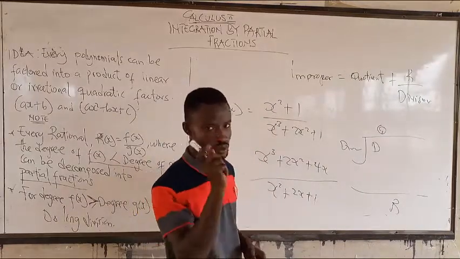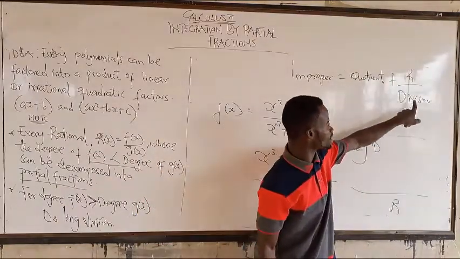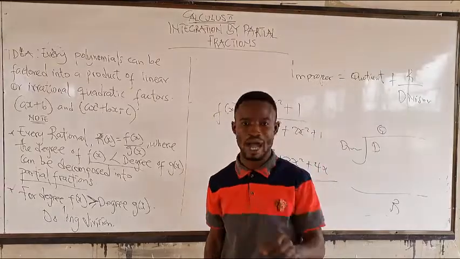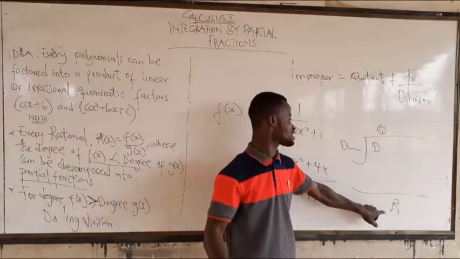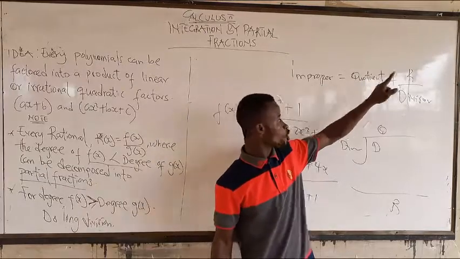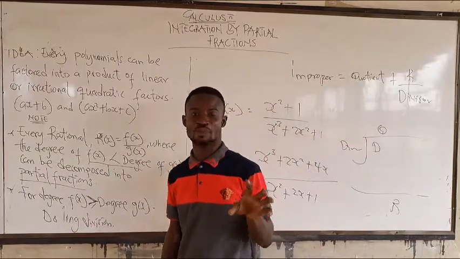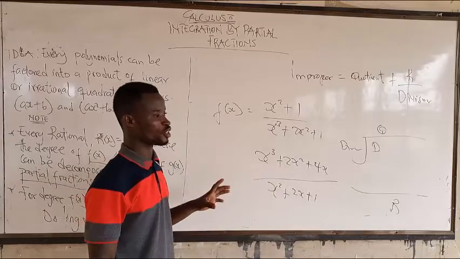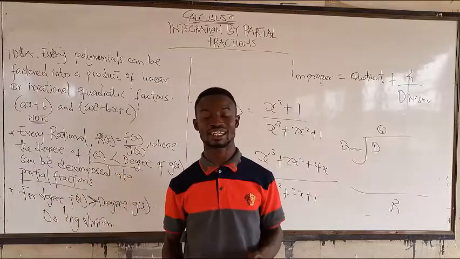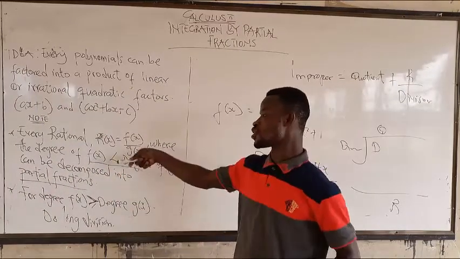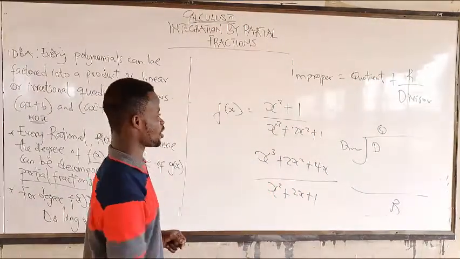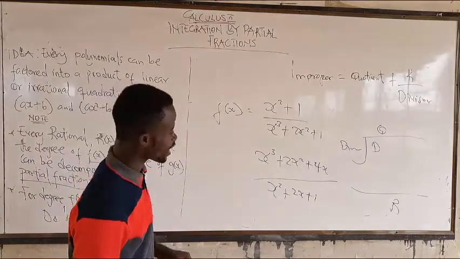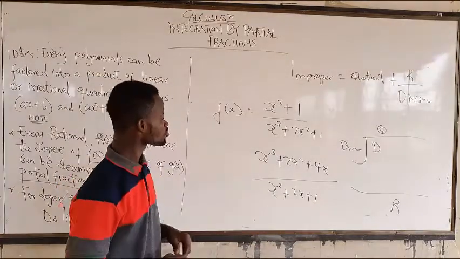So definitely you will see that what you are going to get here is going to be proper because the remainder is always going to be less than the divisor. So you are going to get a proper function. And when you get it to be proper, then now you can decompose it into partial fractions. I hope you are getting understanding. Very good. I trust you. All right.